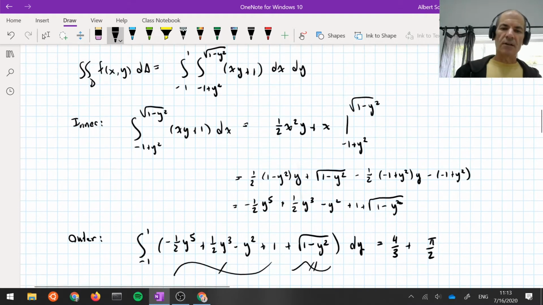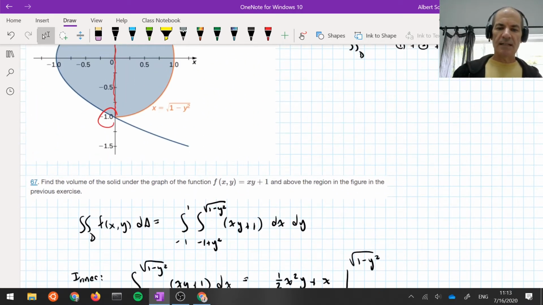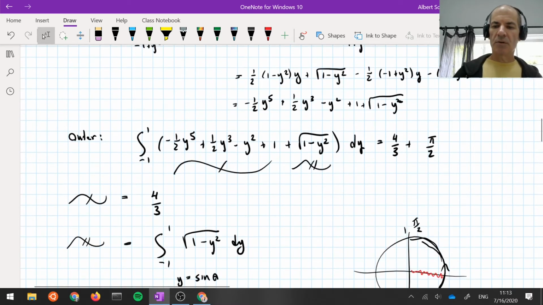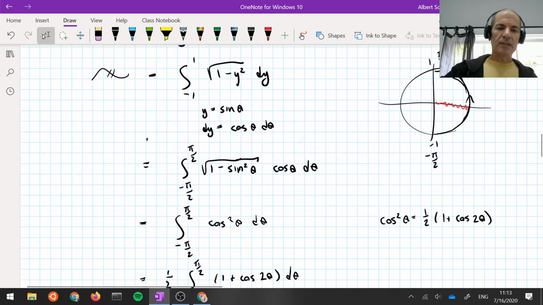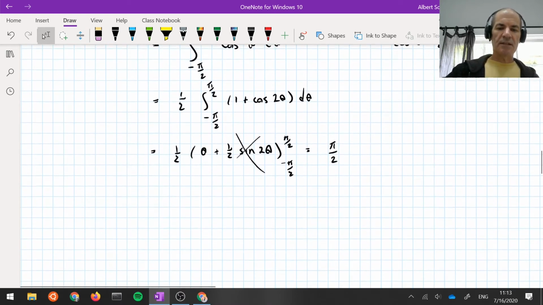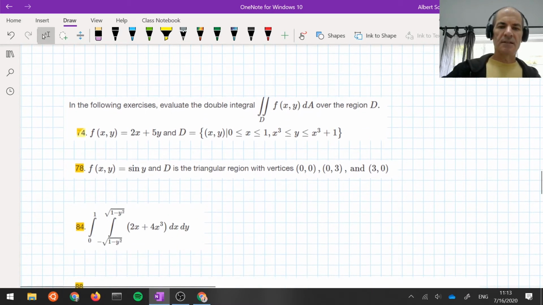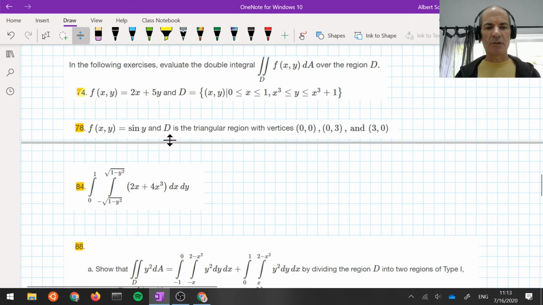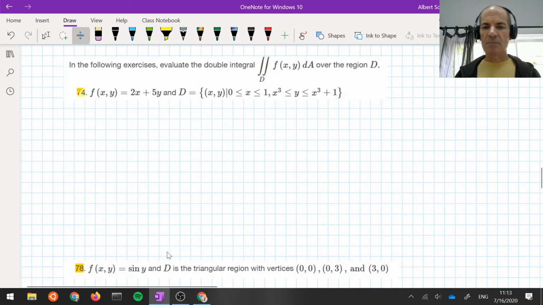And so after all of that, the integral of xy plus 1 over this region, this type 2 region, is 4/3 plus pi over 2. All right. Hopefully that was a nice review of trig sub and also a good introduction to double integration over a region of type 2. Let's keep going. I've got a lot of examples here for you.